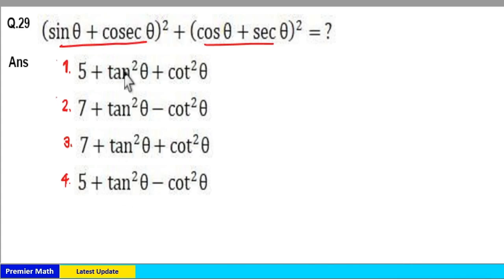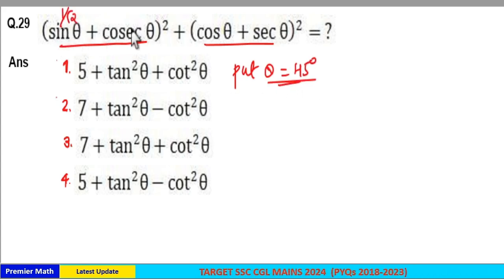(sin theta plus cosec theta) the whole square plus (cos theta plus sec theta) the whole square is equal to. Here we have tan theta in the options. So put the value of theta as 45 degrees for easy calculation. Then sin 45 will become 1 by root 2 and cosec theta is the reverse of sin theta. So root 2. Cosec 45 is root 2. Now 1 by root 2 plus root 2 means root 2 into root 2 is 2, 2 plus 1 is 3. So 3 by root 2.